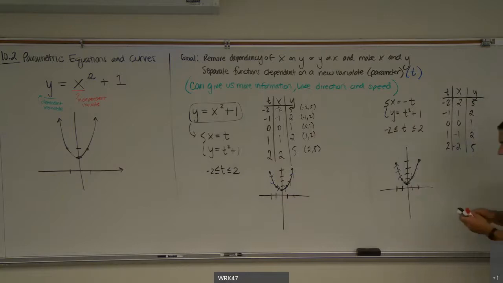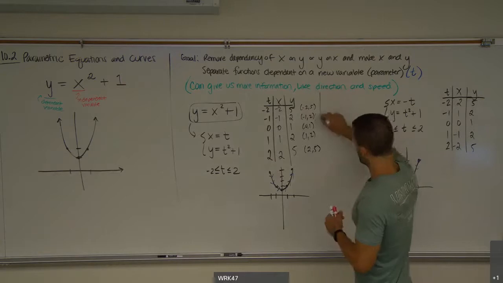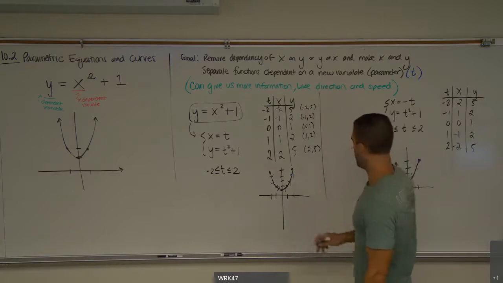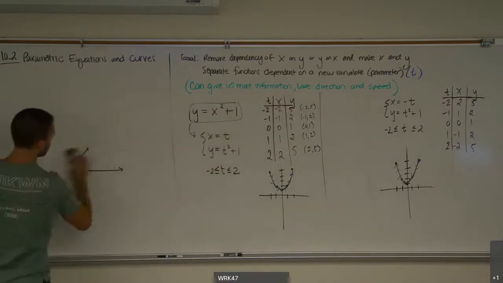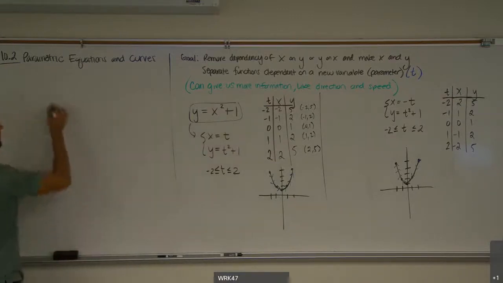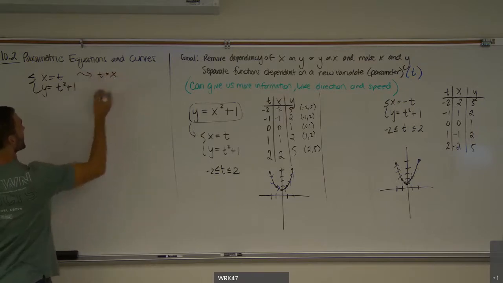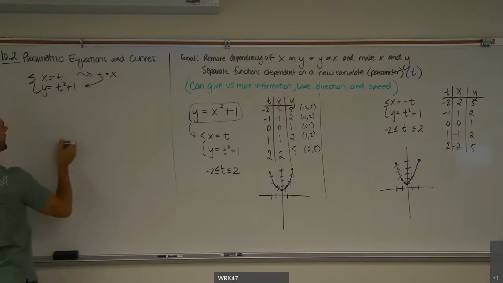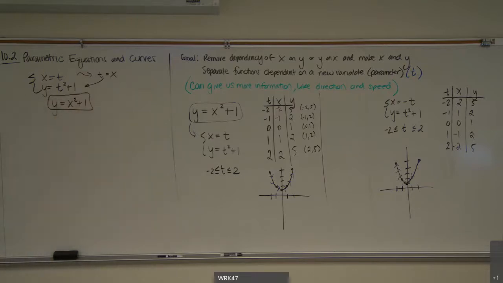How do I know that it indeed is this parabola? Well, the first one, we don't really need to do too much. If we think of it, x equals t and y equals t squared plus 1. If we just do substitution, this tells me that t is the same as x. And so we'll substitute that into the second equation. Replacing t with x, we get y equals x squared plus 1.